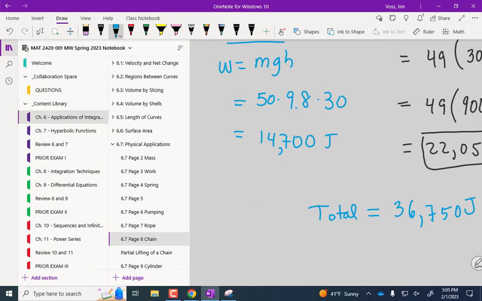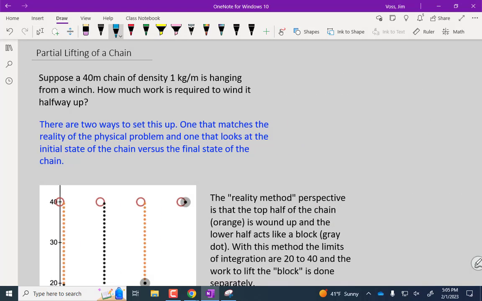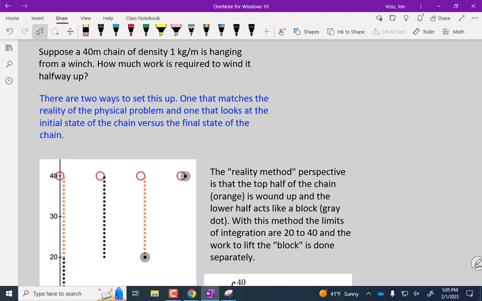Okay, mystery time. So, suppose we have a 40-meter chain. Density, we'll just pick it to be 1 kilogram per meter, and it's hanging from a winch. How much work is required to wind it halfway?